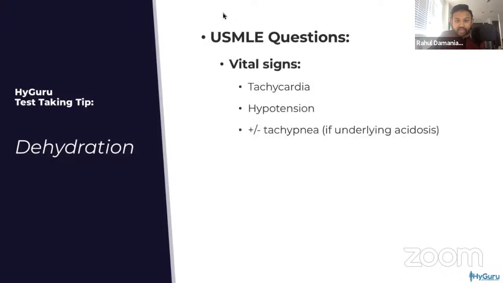Now, you can look at your vital signs and you can see tachycardia as well as hypotension, plus or minus the patient having tachypnea. Remember that if you have really bad dehydration, you can build up lactic acidosis. And lactic acidosis causes an anion gap metabolic acidosis. And the compensatory response for an anion gap metabolic acidosis is going to be hyperventilation, which on your USMLE questions can be manifested as tachypnea.